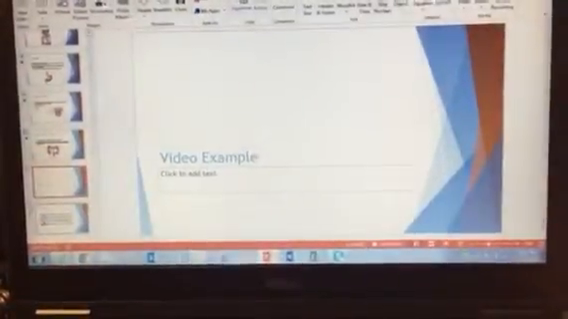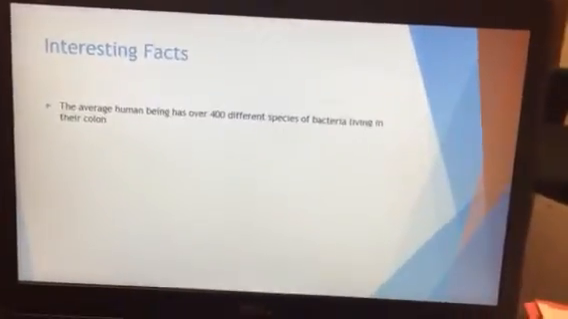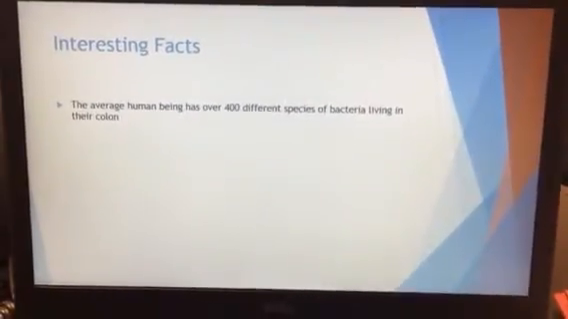All right, so now I have some interesting facts about the digestive system. The average human being has over 400 different species of bacteria living in their colon.